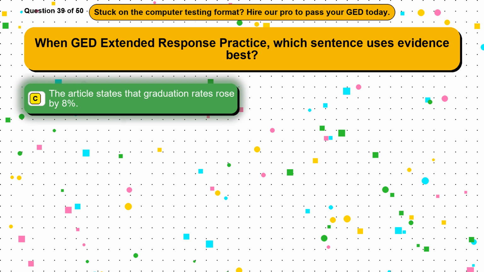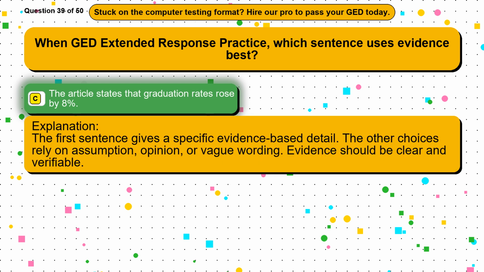The correct answer is option C. The article states that graduation rates rose by 8%. This sentence gives a specific evidence-based detail. The other choices rely on assumption, opinion, or vague wording. Evidence should be clear and verifiable.